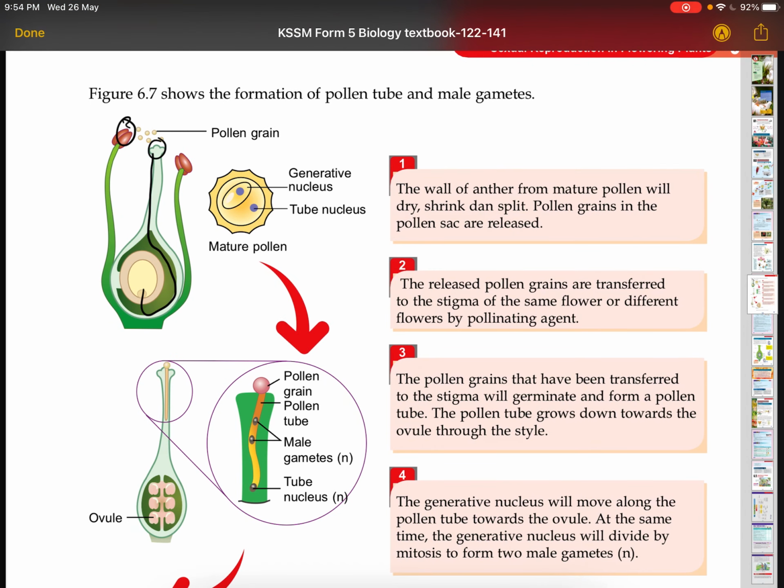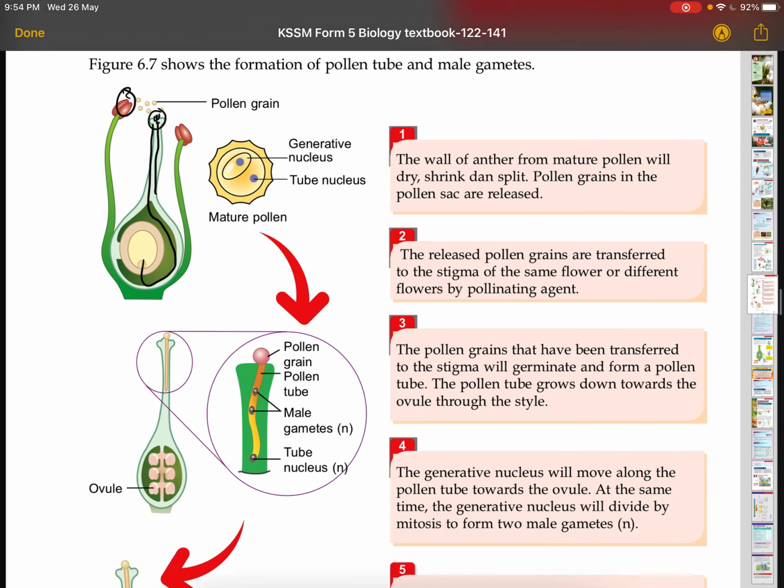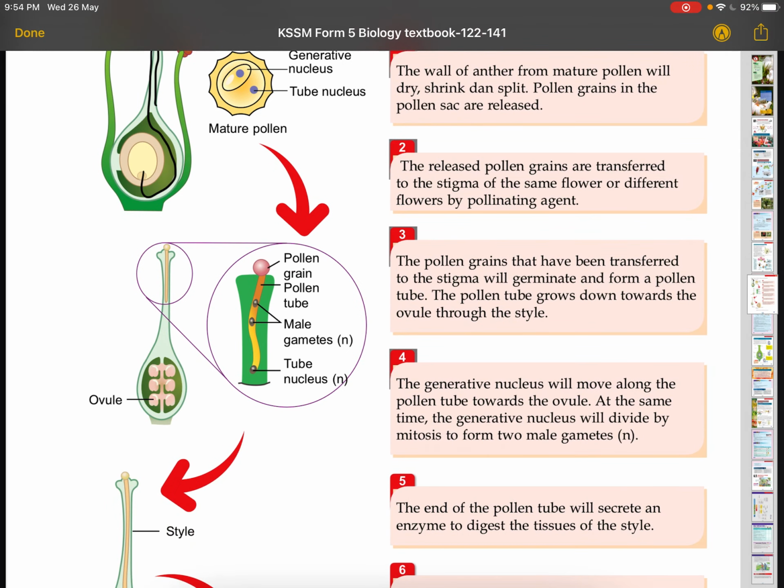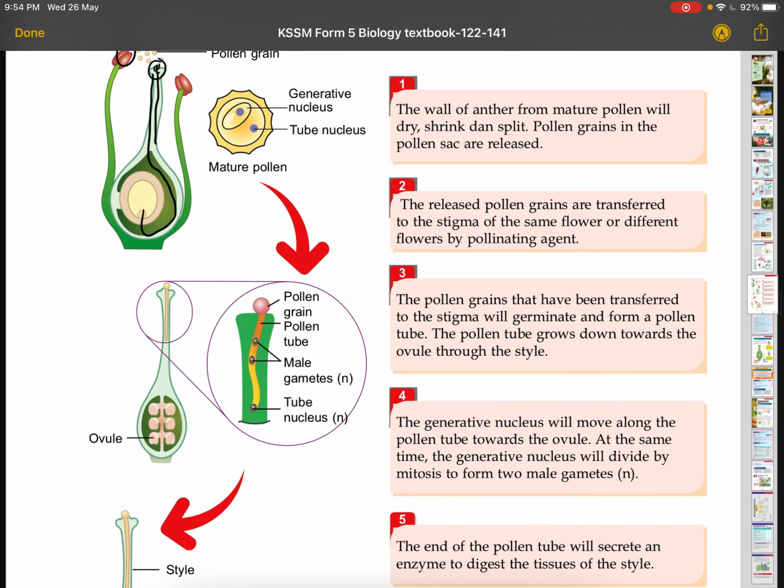it will germinate. The pollen grains will germinate. So what happens when it germinates? It will form a pollen tube. So it goes on here, and then suddenly it starts going through the style. So how does it go through the style? What happens is the end of the pollen tube, which is the tube nucleus area. So the tube nucleus is here.